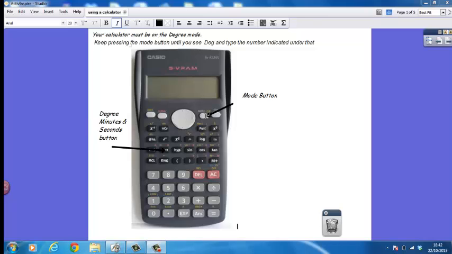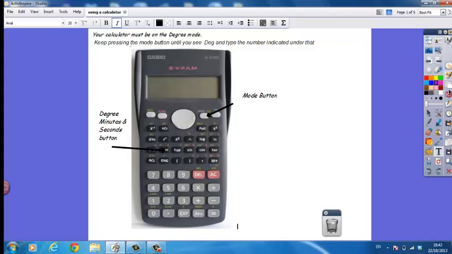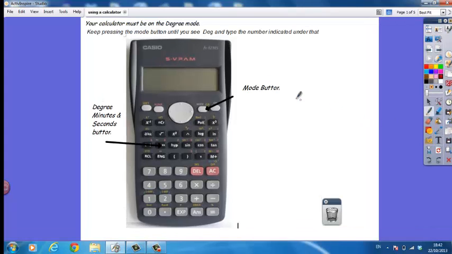You press the mode button. You keep pressing it until you get DEG. Under DEG, you should have a number. Usually it's 1, and if you press 1, then you would see the D on your screen. That means it's in the degree mode. So that is what you're looking for.